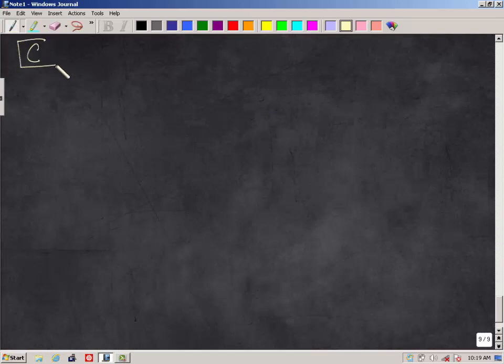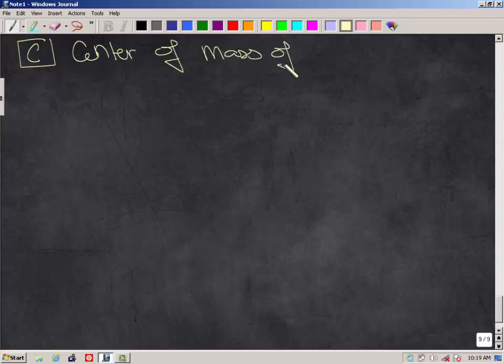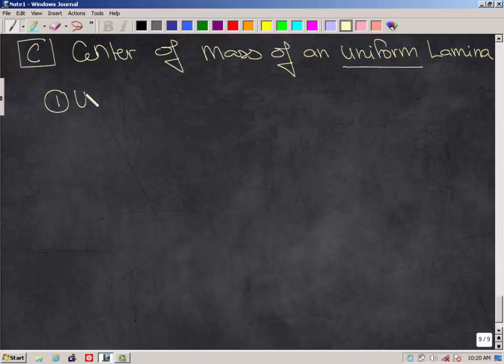The next thing we're going to take a look at is the center of mass of a uniform lamina. So we're going to specifically talk about uniform lamina, and I'll explain all of that in a second. Before we do this, let's talk about some terminology and assumptions. The first thing we're going to assume here is that the lamina is uniform.